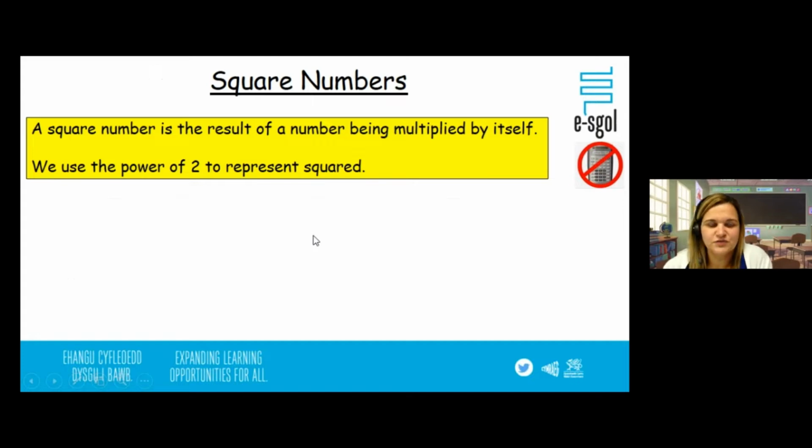Just a reminder, a square number is the result of a number being multiplied by itself, and we use the power of 2 to represent squared. So what you may see in a question, or what you will need to use in your answer, will be something like this: 5 with the power 2, meaning 5 squared. If we write down what that means, this is 5 multiplied by 5, and then we work that out to get 25.